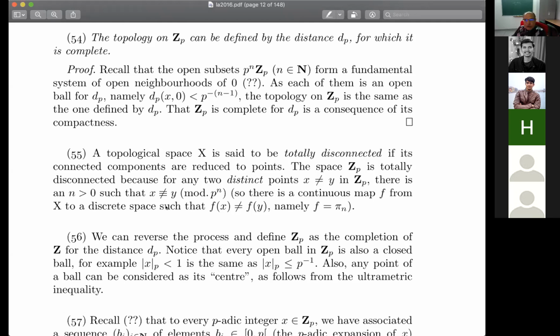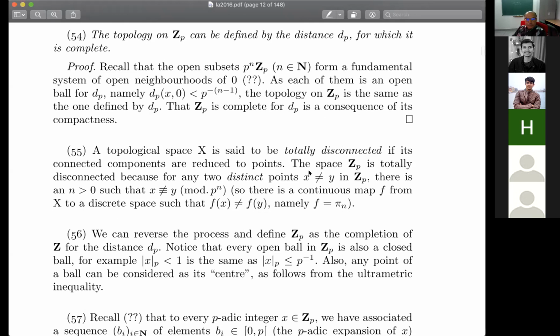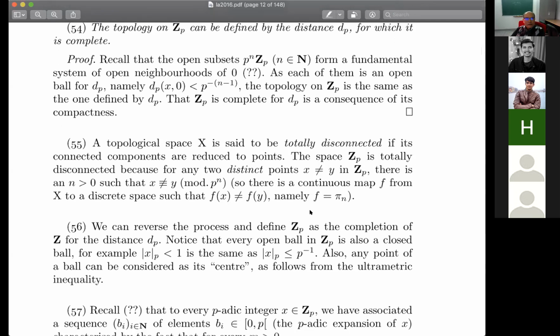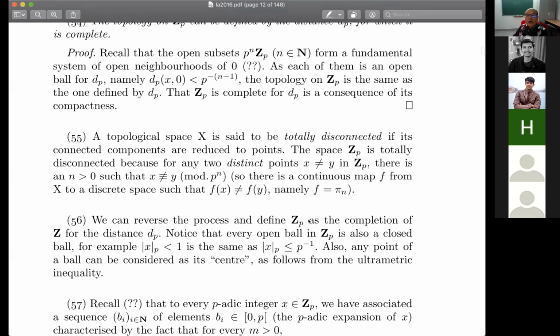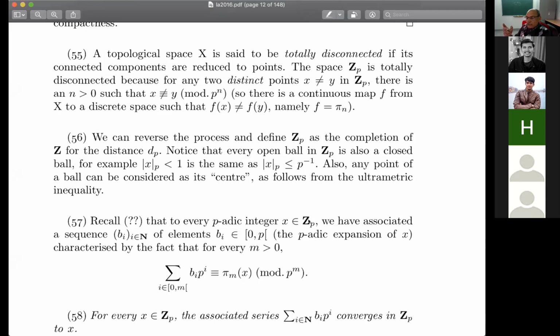So the topology on Zp is totally disconnected in the sense that no 2 distinct points are contained in a connected subset. Okay. Here's the reason. So why is it true that for any 2 points in Zp, no two are contained in a connected subset? Of course, the points have to be distinct.